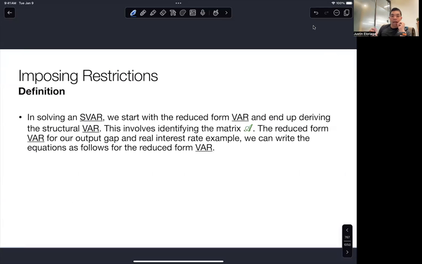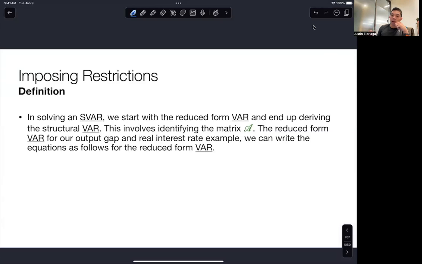So how do we now impose the restrictions? Well, in solving an SVAR, the first thing we do is start with a reduced form VAR and end up deriving the structural VAR, and this involves directly identifying matrix A. The reduced form VAR for our output gap and real interest rate example is a little bit easy, but it's nevertheless very interesting, right?